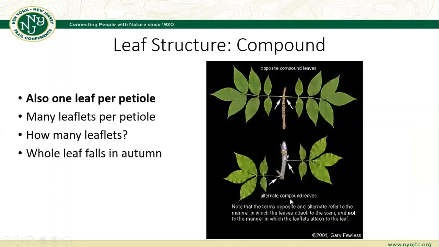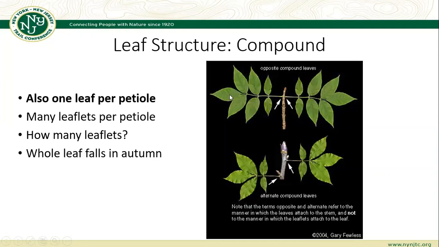The next one is compound. This also has one leaf per petiole, but it will have multiple leaflets per petiole. So this whole thing here, this is all one leaf. All seven of these leaflets, that comprises one leaf.